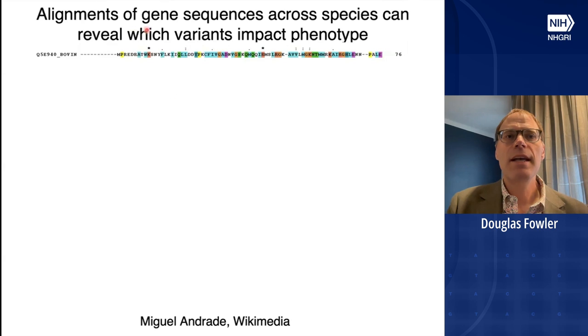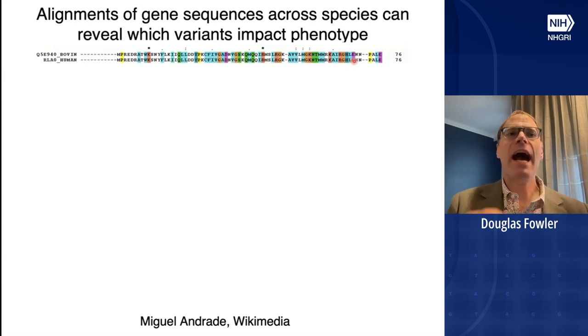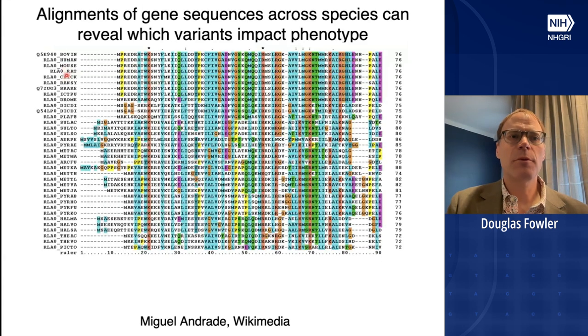So what I'm showing you here is a snippet of a gene, and you can see the amino acid sequence of this protein that's encoded by this gene in cows. And so you get the single letter amino acid codes here, and this is the alignment of that sequence to the human sequence. And what you'll notice is that the letters are all the same, so that the cow sequence and the human sequence match exactly. And we can stack up sequences from lots and lots of other species that go across hundreds of millions of years of evolution.